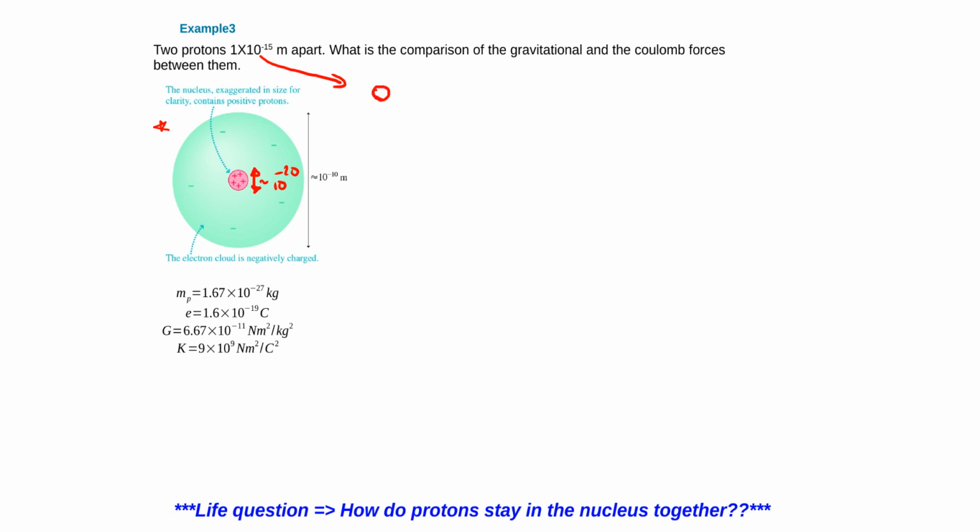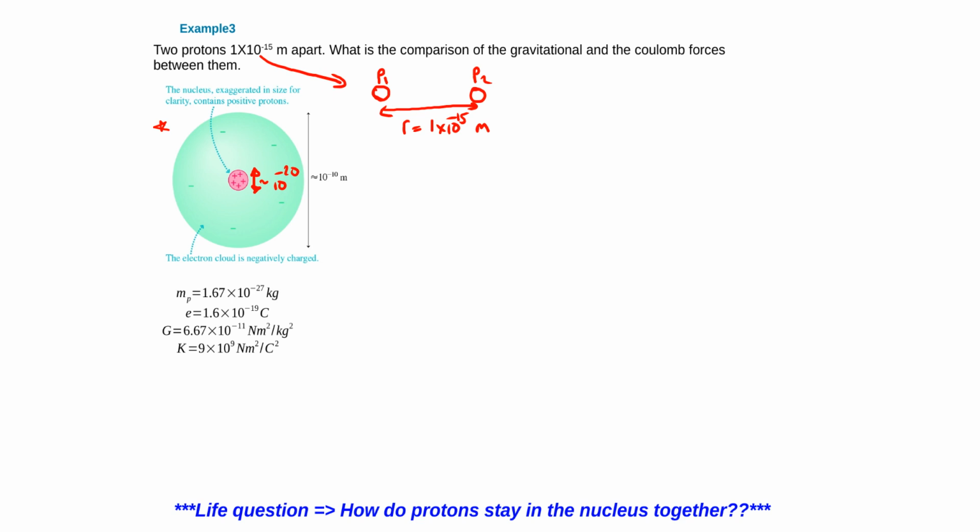So we have two protons. Proton 1, proton 2, let's say. They have a distance in between them. And that distance, r, is 1 times 10 to minus 15 meters. What is the comparison of the gravitational and Coulomb forces between them?